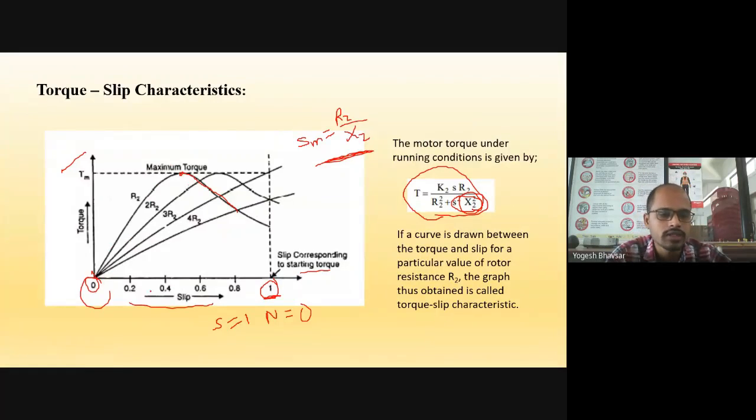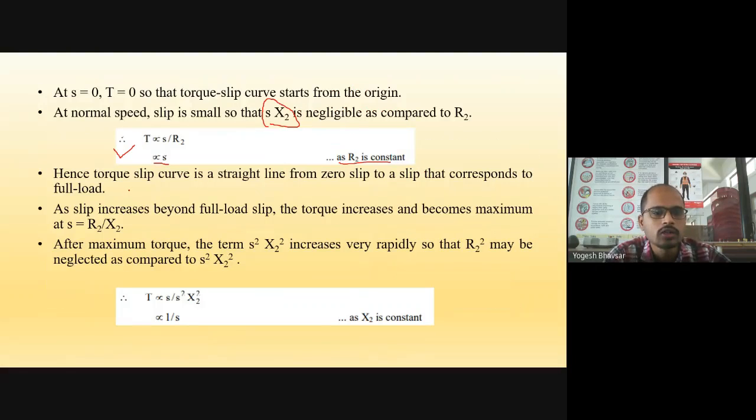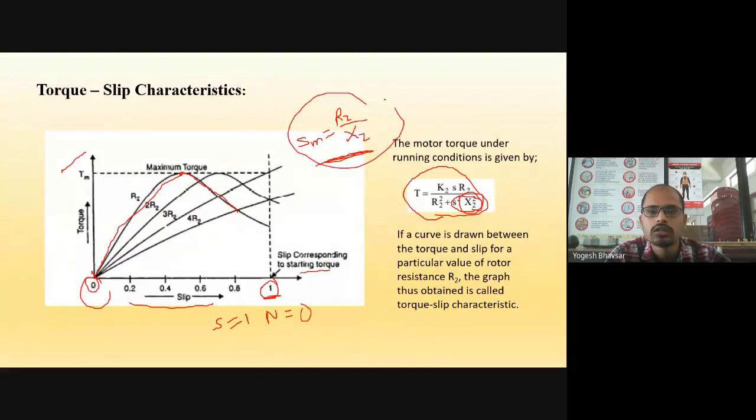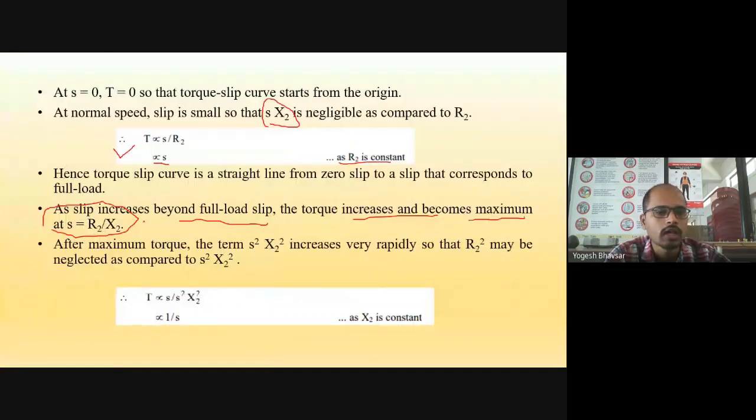Whenever the slip is increasing, the torque also increases from the origin to the maximum value. Hence the torque-slip curve is a straight line from zero slip to the slip corresponding to full load. As the slip increases beyond the full load slip, the torque increases and becomes maximum when S is equal to R2 by X2. So at that time the torque will be maximum.